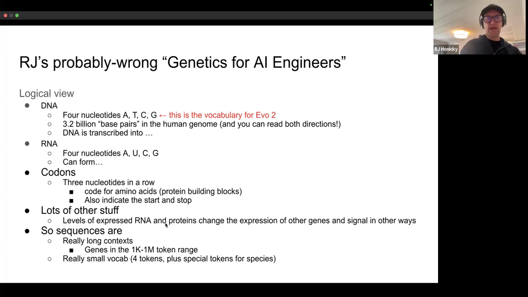Okay, so that's my introduction to genetics. I hope that's enough for you to understand the rest of the discussion. Do you guys want to ask any questions?